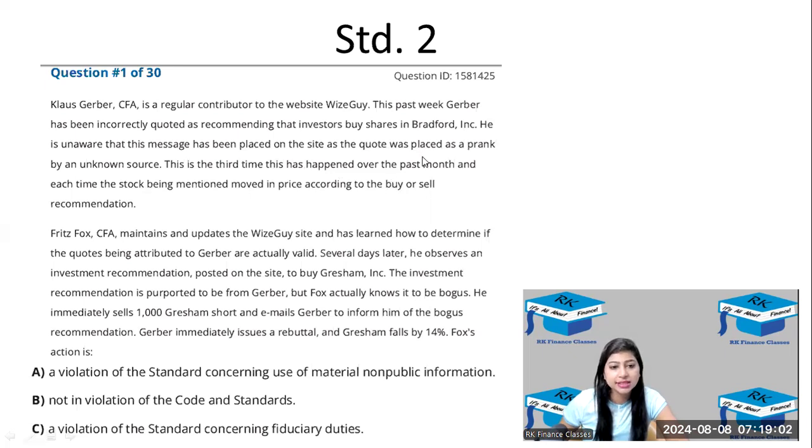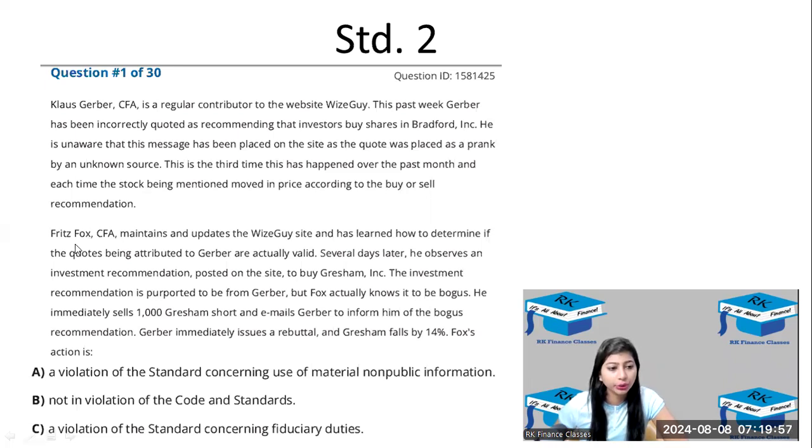This is the third time this has happened over the past month, and each time the stock being mentioned moved in price according to the buy or sell recommendation. So this is the third time that Gerber is not posting or giving the recommendation, but someone else is, and the stock is moving exactly in the same direction as posted. So someone, XYZ person, is posting, and whatever recommendation is posted by that person, buy or sell, the stock is moving in that direction. Okay, and Gerber is not aware of all these things. So यहाँ पे Gerber is just a regular contributor to a website, but आगे का जो भी चीजें है, this has happened 3 times, that the recommendation is given by someone else and he is not aware of this thing.